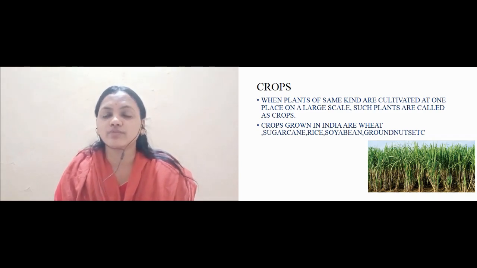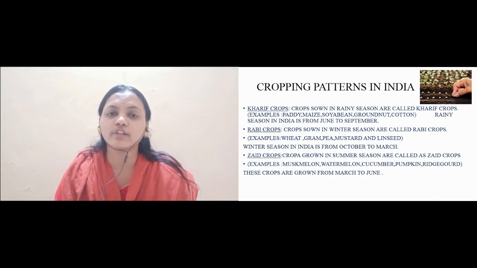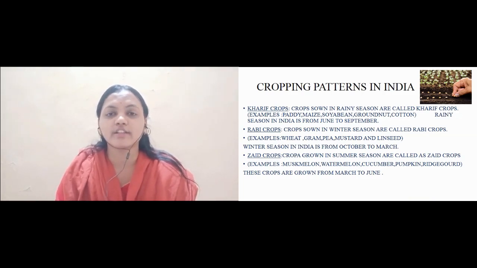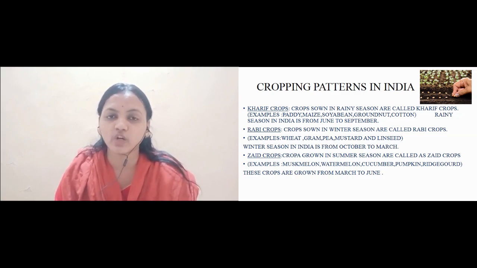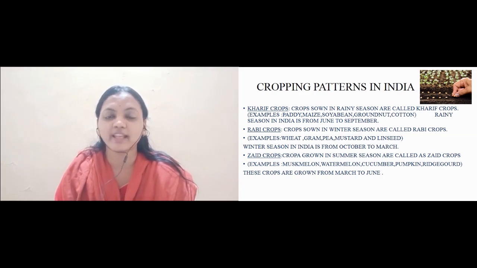So we will move to our next slide, that is different cropping patterns in India. There are two major cropping patterns observed in India. The very first cropping pattern is Kharif crops. What are Kharif crops? The crops which are grown in the rainy season are called Kharif crops. Examples of Kharif crops are groundnut, soya bean, maize, etc.